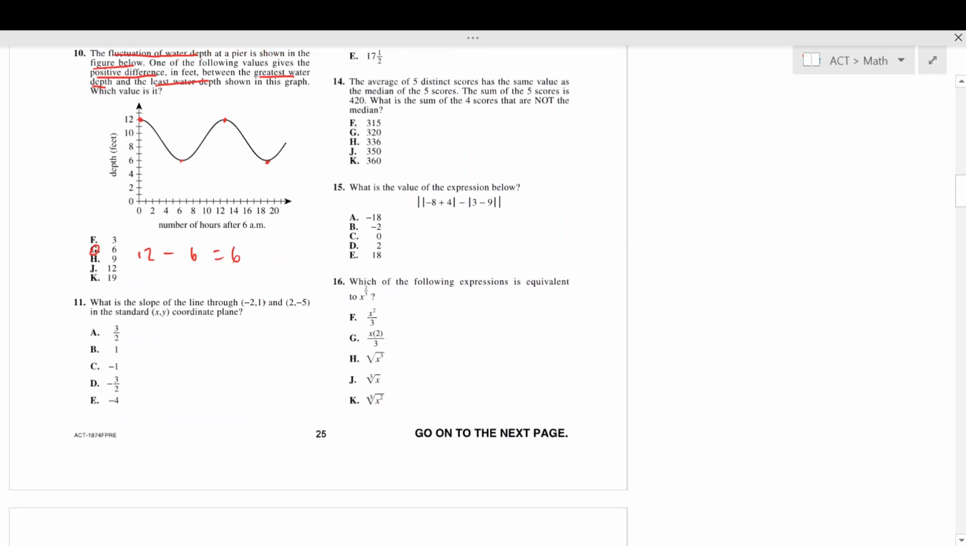What was the slope of the line through these 2 points? So remember our slope formula, y2 minus y1 over x2 minus x1. So we do 1 minus negative 5 over negative 2 minus 2. That would be 6 over negative 4, which is equal to negative 3 over 2.